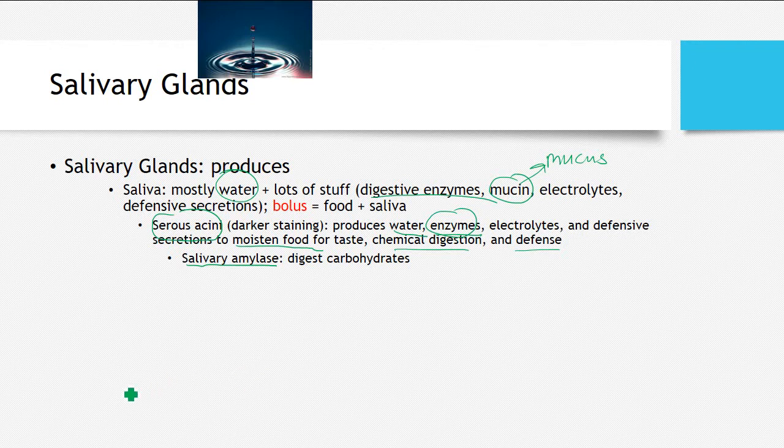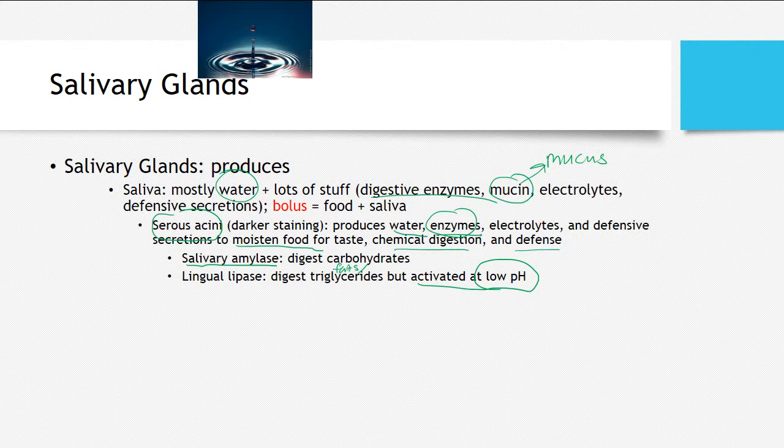There's also something called lingual lipase. This digests triglycerides. What are triglycerides? Fats. It's a type of lipid. But they are activated at low pH. The pH of the mouth is around neutral. I'm trying to remember, 7.6 or something. It's near neutral, so it's not low pH.